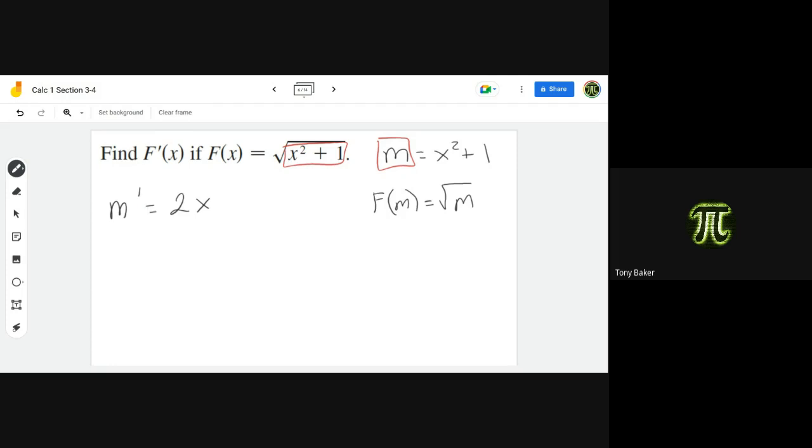Derivative is just 2x. Bring the 2 down, subtract 1. The 1 disappears, correct? Okay. What's the derivative of f prime of m? Remember, that's m to the 1/2, right? So it's 1/2 m to the negative 1/2, which is 1 over 2 square root of m.